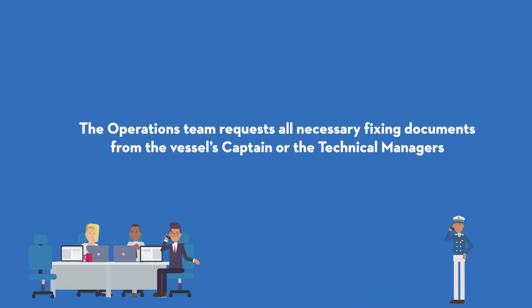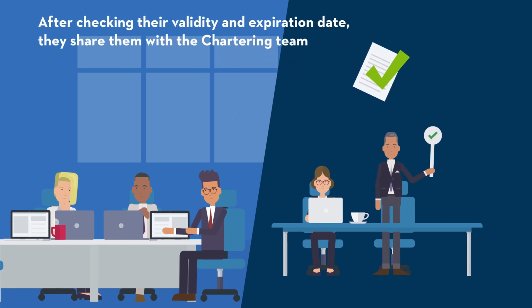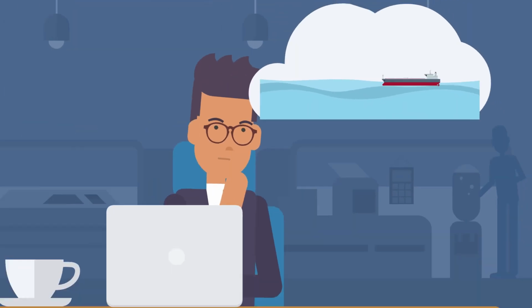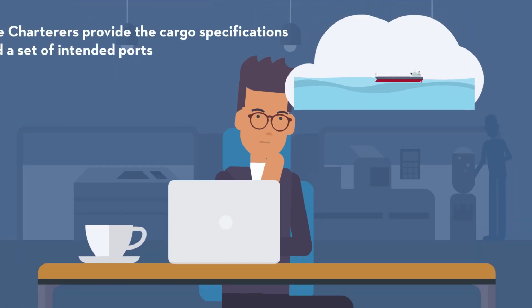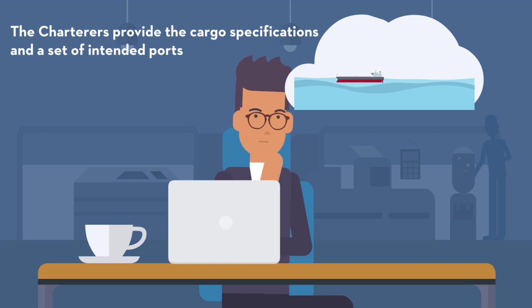During the pre-fixing stage, the operations team requests all necessary fixing documents from the vessel's captain or the technical managers. After checking their validity and expiration date, they share them with the chartering team. It is also key to know the maximum quantity that the vessel can transport. The charterers provide the cargo specifications and a set of intended ports.